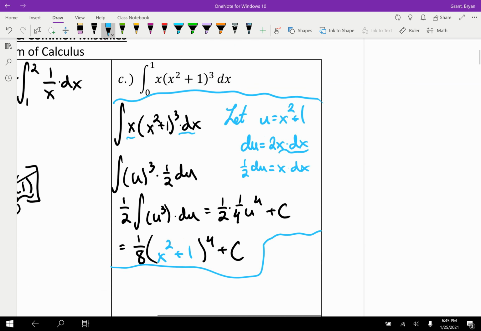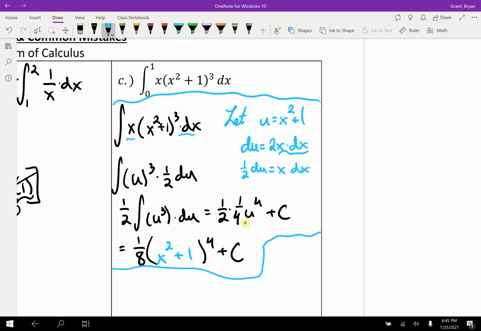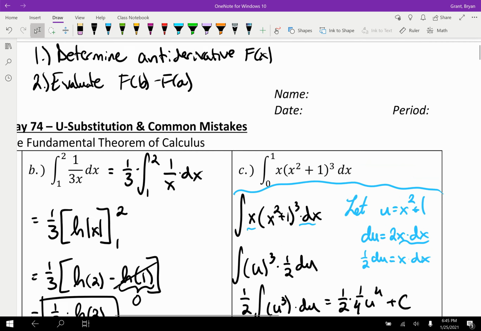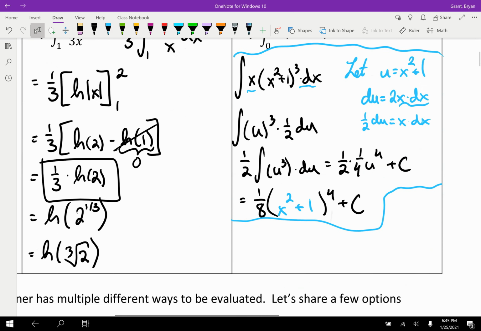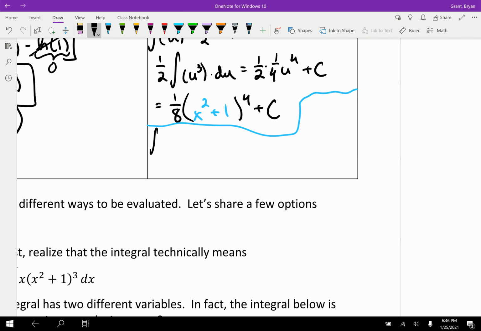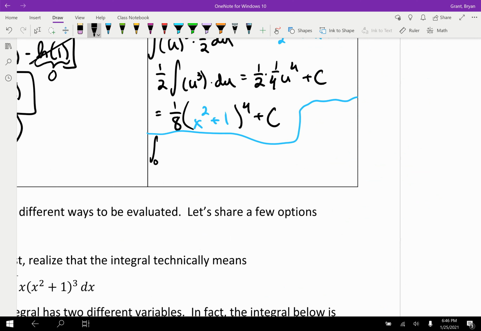But the nice part is everything I did in black and blue here has to do with the antiderivative part. That's like our step one up here, yeah? Step two is just evaluate. So let's go ahead and evaluate. To do that, I'm just going to kind of shortcut this. We were going from 0 to 1 of x times x squared plus 1 cubed dx, and we found the antiderivative 1/8 x squared plus 1 to the 4th from 0 to 1.